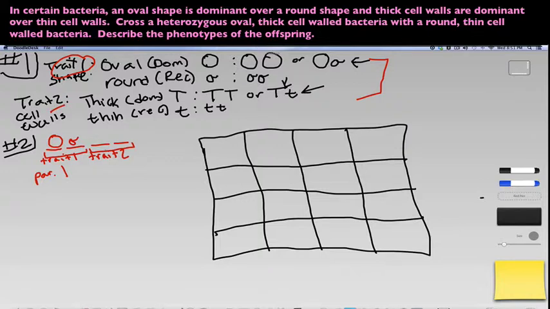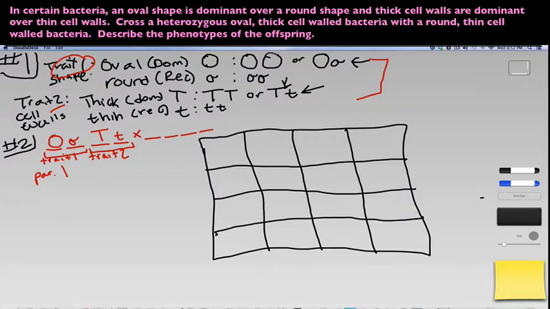So that means over here for trait two, still heterozygous. This is for parent one. We're going to cross parent one with parent two. I'll have to fix this. Parent two is round and thin walled.